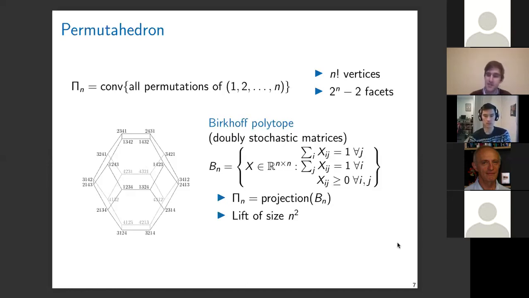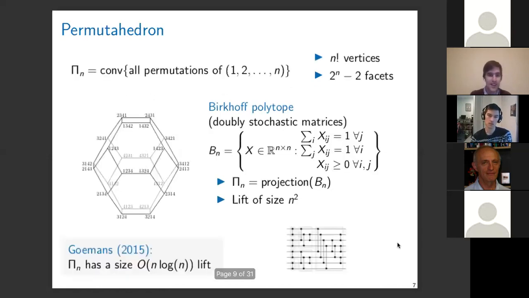So what should the projection be? You should take a matrix upstairs in the Birkhoff polytope, an n by n matrix, and if you multiply it by the fixed vector 1, 2, 3 up to n, that will give you all of the permutahedron exactly. All right, so this is an example of a lift of size n squared because this Birkhoff polytope has n squared facets. Right, and so for a long time, this was the smallest lift that we knew of the permutahedron.